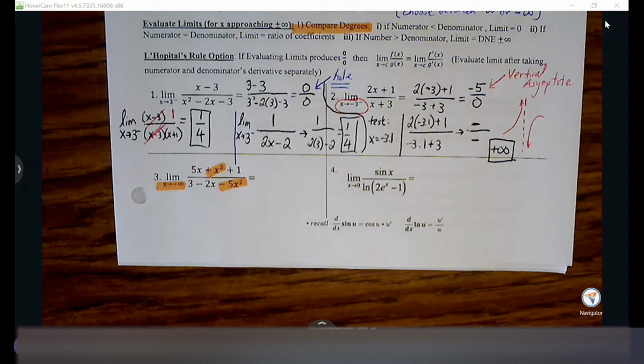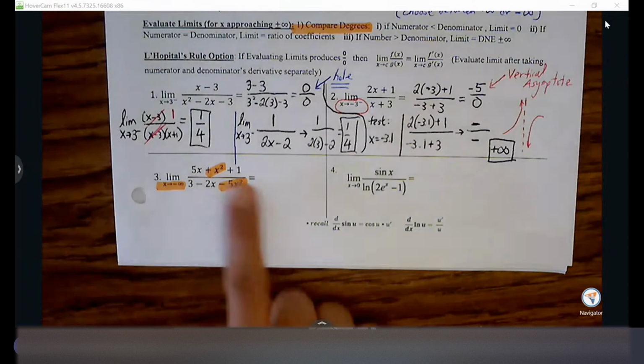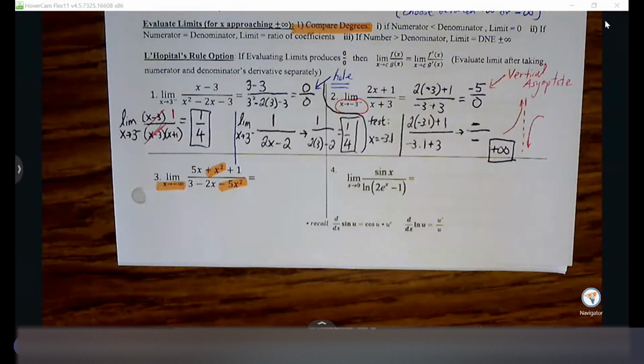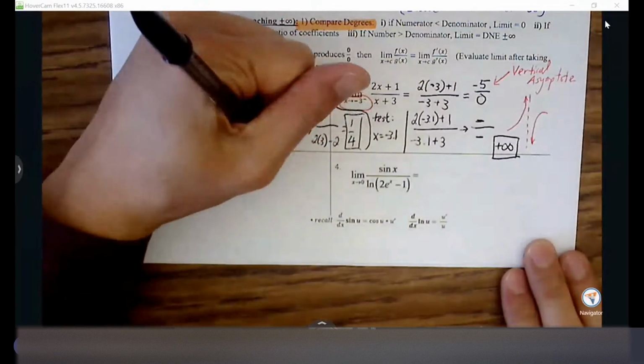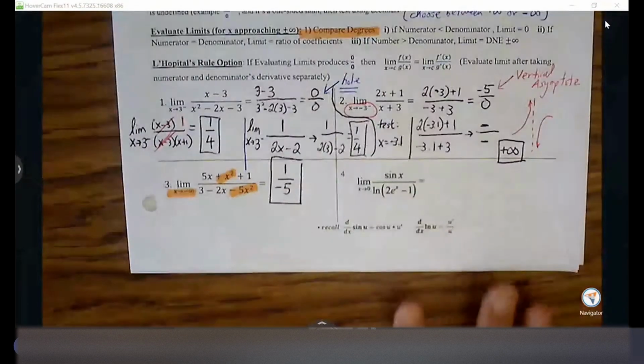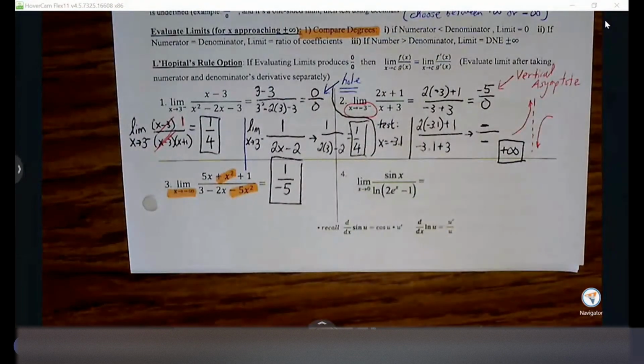So because the degrees are the same, what's going to be my limit? 1 over negative 5. Yeah. So the 1 is the number attached to the numerator x squared. The negative 5 is the coefficient below. So we just put them over each other. 1 over negative 5. It's not hard, but it does require us to understand the different perspective in dealing with infinities, right? We don't plug infinity in. We jump to this other method. Okay, questions so far?